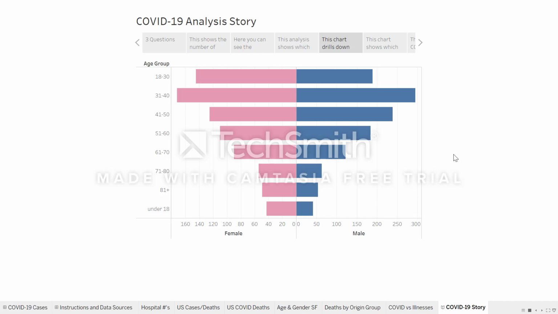For example, from some other states that I analyzed, this 81 year plus was the one that actually had the highest number of deaths, or the highest number of confirmed cases here in this case. But when you looked at specifically San Francisco, the age group that has the highest number of confirmed cases is actually this 31 to 40 age group.